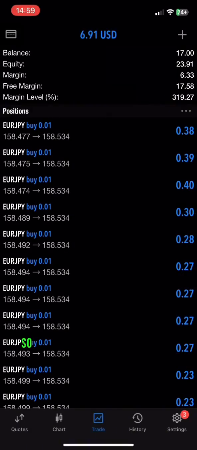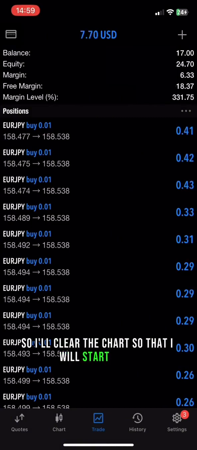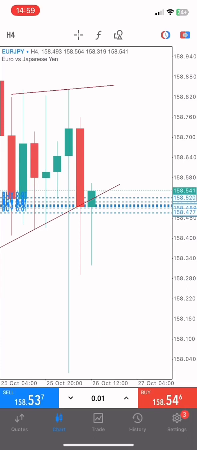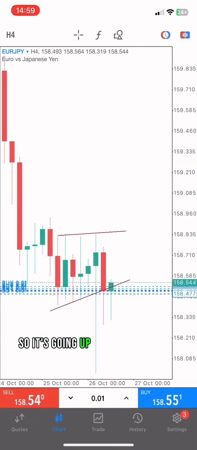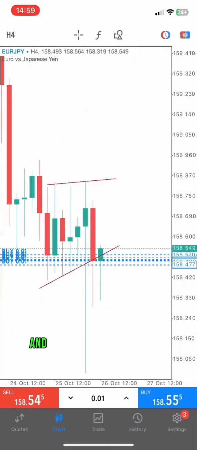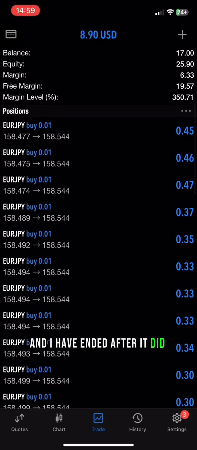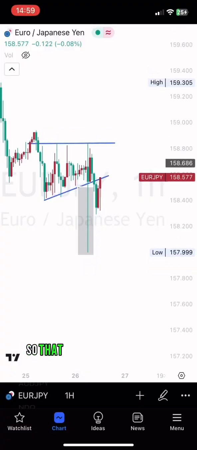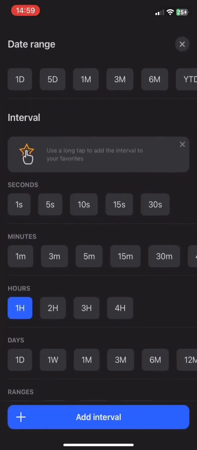So I'll clear the chart and start again so that you may understand. It's going up. You can see it has already made a wick, and I entered after it had made a wick there. So that is how I usually trade.